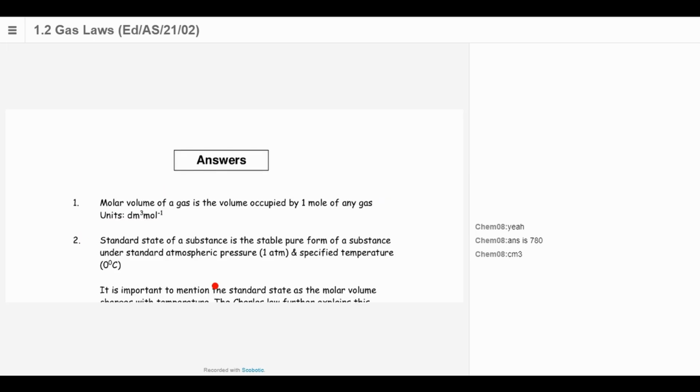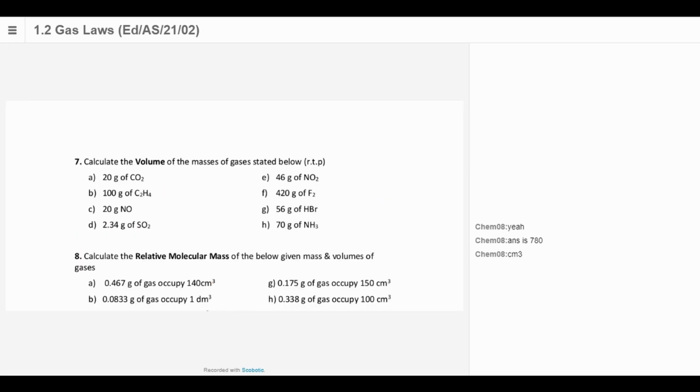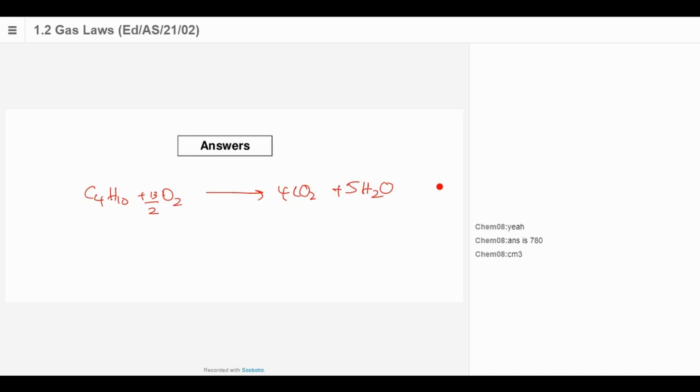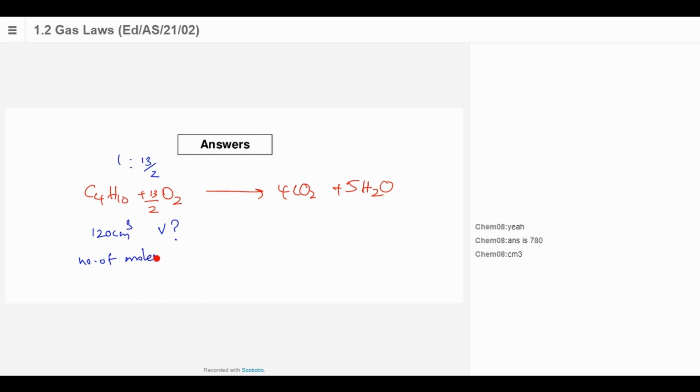So the question is, what volume of oxygen gas is required for the complete combustion of 120 cm³ of butane? The volume of butane is 120, and you need to find the volume of oxygen. What you can do is first find the moles of butane. Once you know the moles of butane, that times 13 over 2 is the moles of oxygen, because the ratio is 1 to 13 over 2. The number of moles of C4H10 is volume divided by molar volume.